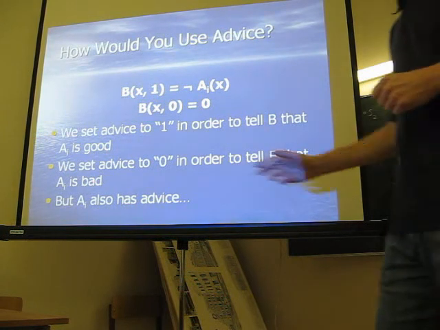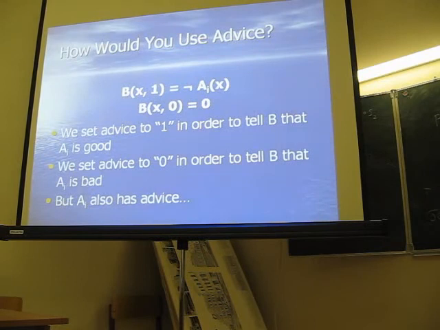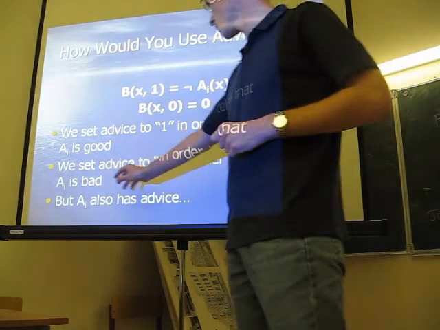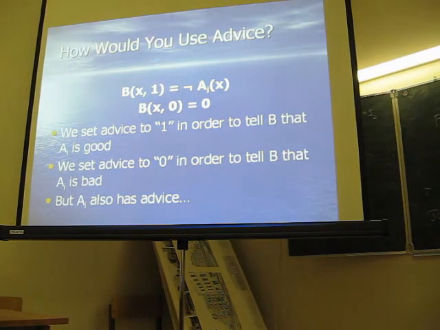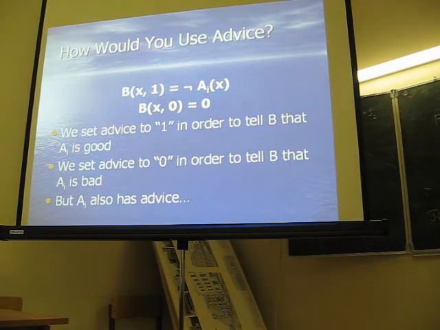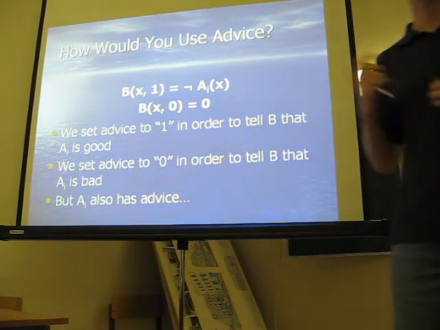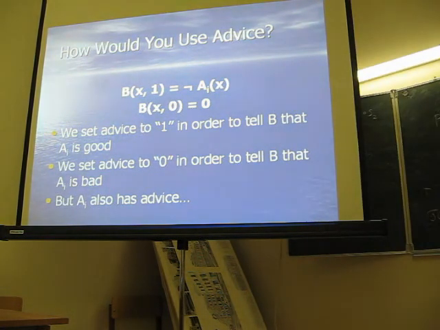So now we can set advice to 1 in order to tell our machine B that AI is good. Then B can simulate AI and stay good. And we also can set advice to 0 in order to tell B that AI is bad. Okay? Then B doesn't have to care about AI because AI doesn't define any language. And so it can just work arbitrarily out of 0 and stay good, in spite of the fact that AI is bad.